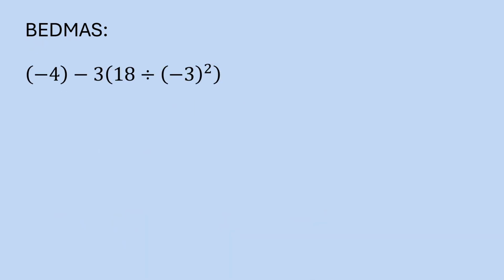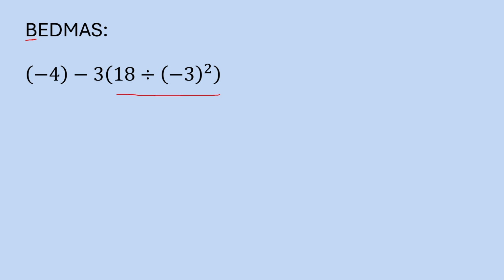Now the next example. Negative 4 minus 3 in the bracket 18 divided by negative 3 to the power of 2, close the bracket. Here we will follow BEDMAS again. Here B for bracket. So this value is in bracket, so we will solve this one first. In the bracket one is division and one is the exponent.